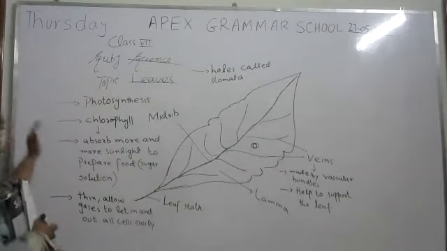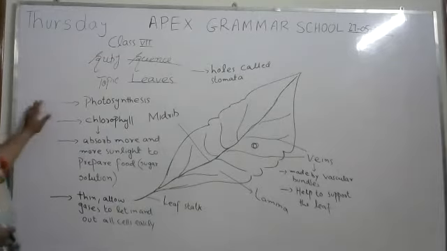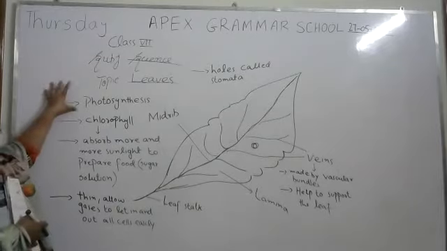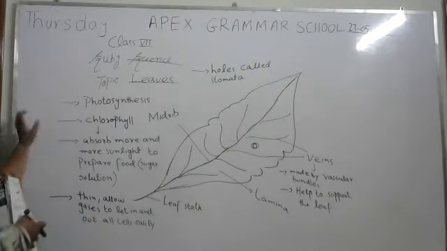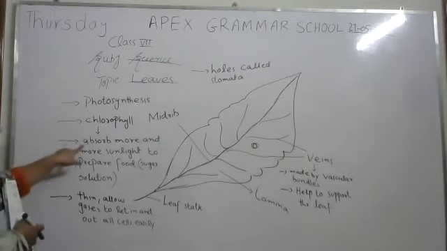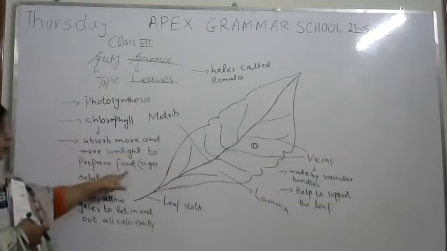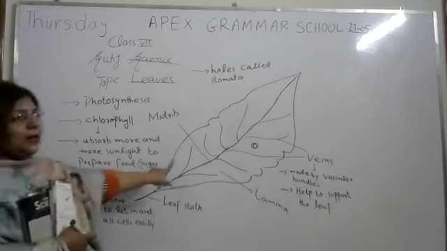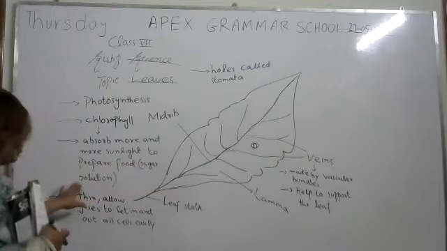Okay, so these are the important jobs, important functions of the leaf. They help with photosynthesis. Okay, they have a special chemical inside which is called chlorophyll. The function of chlorophyll is that it absorbs more and more sunlight to prepare food, and the food which is prepared by leaves is in the form of sugar solution.